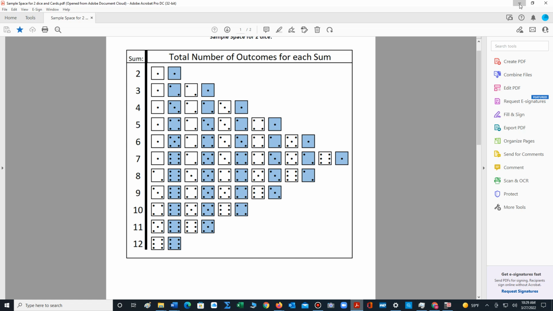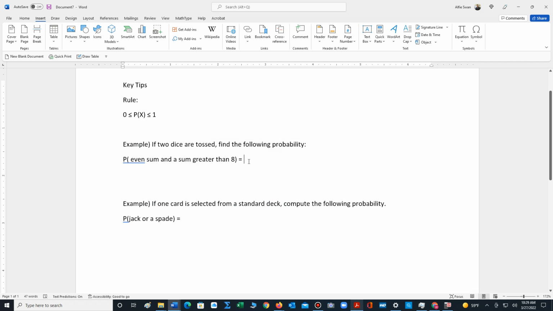This includes the sum 10, in which there's 1, 2, 3 possibilities, and the sum 12, in which there's 1. So we will add those outcomes together. 3 plus 1 is 4 out of 36. And we should always reduce our fractions.